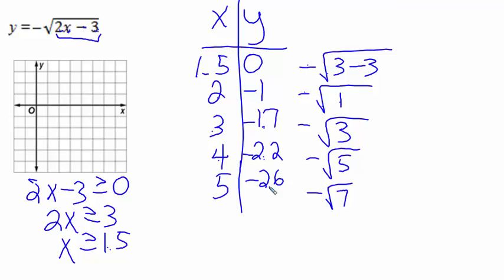So if you plot what you got here, 1.5, 0 is about there. 2, negative 1 would be down here. 3, negative 1.7, there's 3. And then 1.7 would be somewhere in there. 4, negative 2.2 would be about there. And 5, negative 2.6 would be somewhere in here. So our graph is going to go forever to the right, because x can always get bigger. But it's got to stop at the point 1.5, 0.